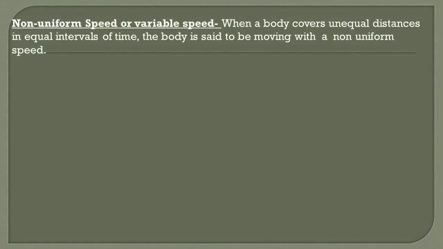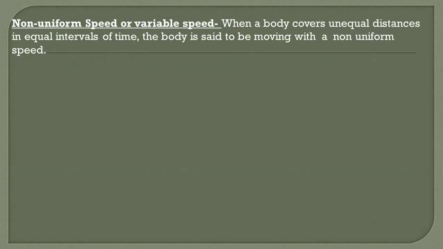Our next type of speed is the non-uniform speed, or variable speed. Variable means which can be changed. A body is said to be moving with non-uniform speed if it covers unequal distances in equal intervals of time, irrespective of the direction throughout its motion. That means the distances will be different but the time interval will be the same. In whichever direction it is moving, it is said to be moving with non-uniform speed.